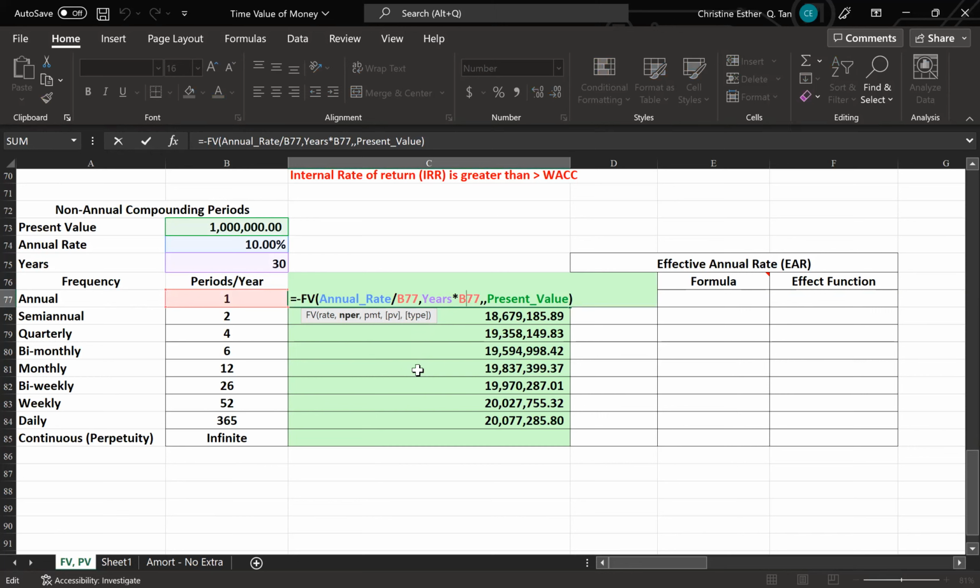Okay, so there are 30 years, right? If it's annual, then that's 30 times 1. That means 30 periods. But if it's semi-annual, how many times will the interest be computed? Since there are 30 years, and there are two compoundings per year, that will be 60, because the number of years is 30 times 2. Okay, so the more compounding there is, the more will be the number of periods. For example, if it's monthly compounding, then it will become 30 times 12. So the interest will be compounded 360 times. All right? And then the present value, we know there's 1 million.